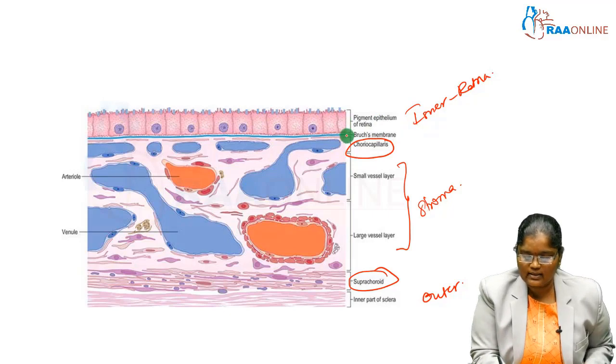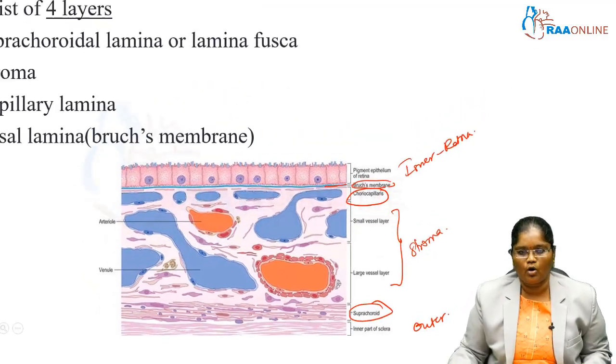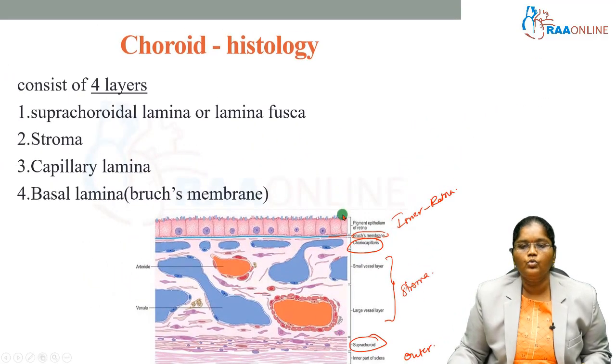Here it is represented in sky blue color. Here you can see, this is the Bruch's membrane. So these are the 4 layers of the choroid from outer to inner.